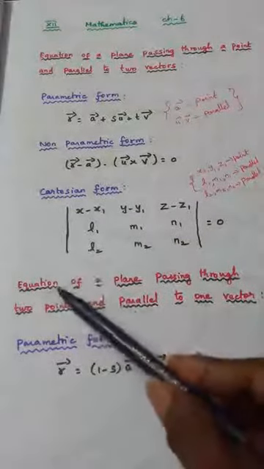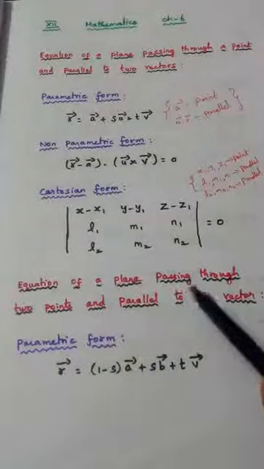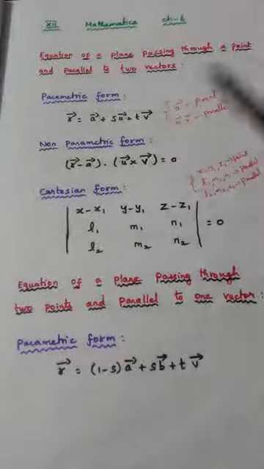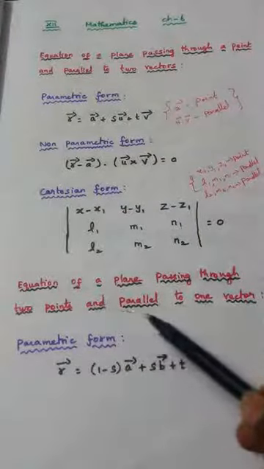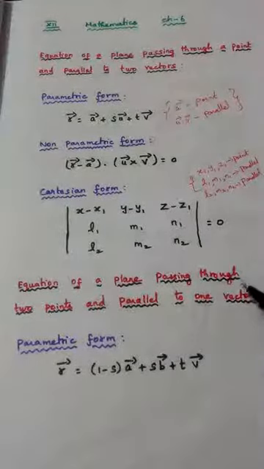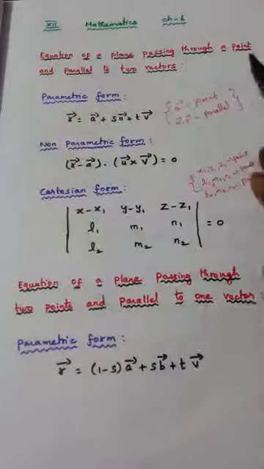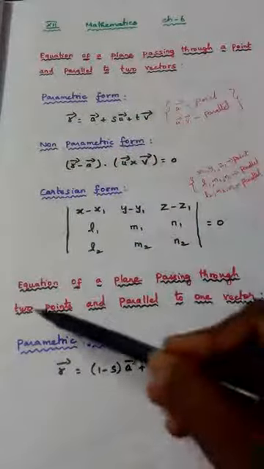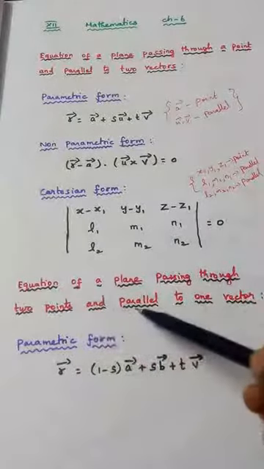The next heading is again equation of a plane passing through 2 points. If you compare, this is 1 point and 2 parallel vectors, so understand the difference. But if you see here, it is 2 points and 1 parallel vector.